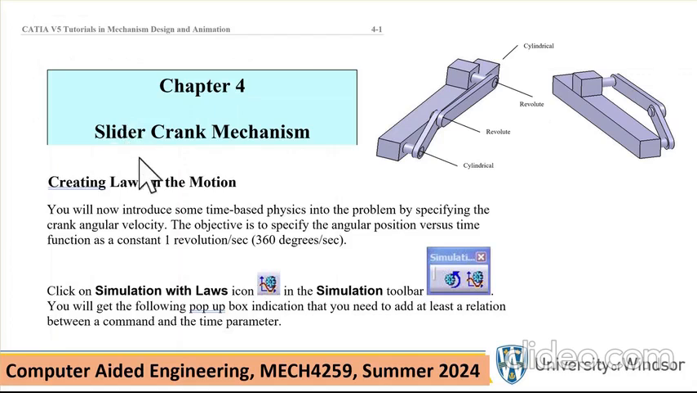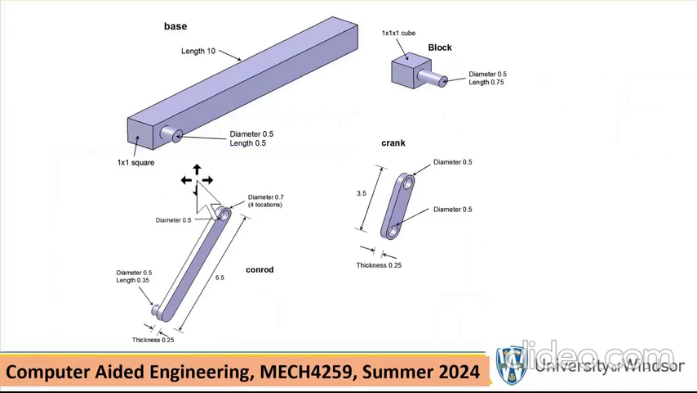Well, here is the slider crank mechanism, and you can see that we have a mechanism involving a connecting rod, a crank, a piston, and a piston path, which you can assume is the ground and it's not moving. So once again, this base is going to be the piston path, the block is going to be the piston. Here is the crank, and there is the conrod, or connecting rod.